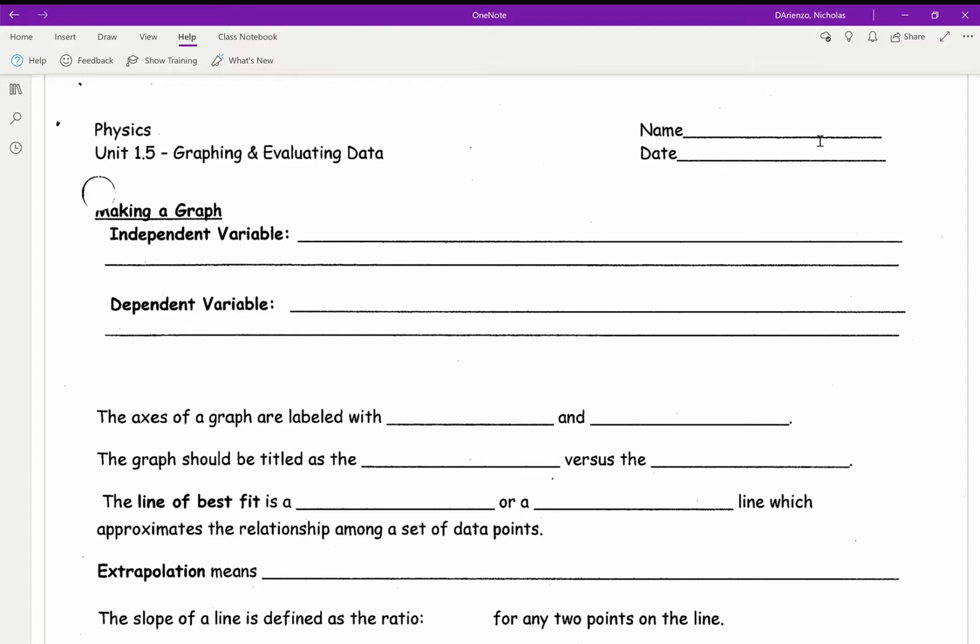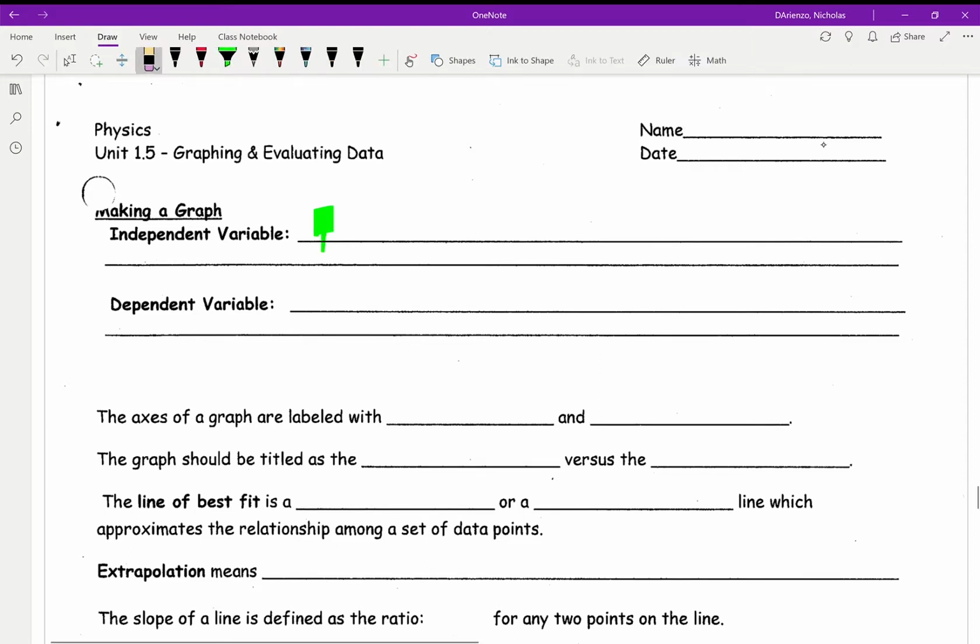If you remember, the independent variable is the variable that the experimenter is going to change. And that's always going to be graphed on the x-axis.